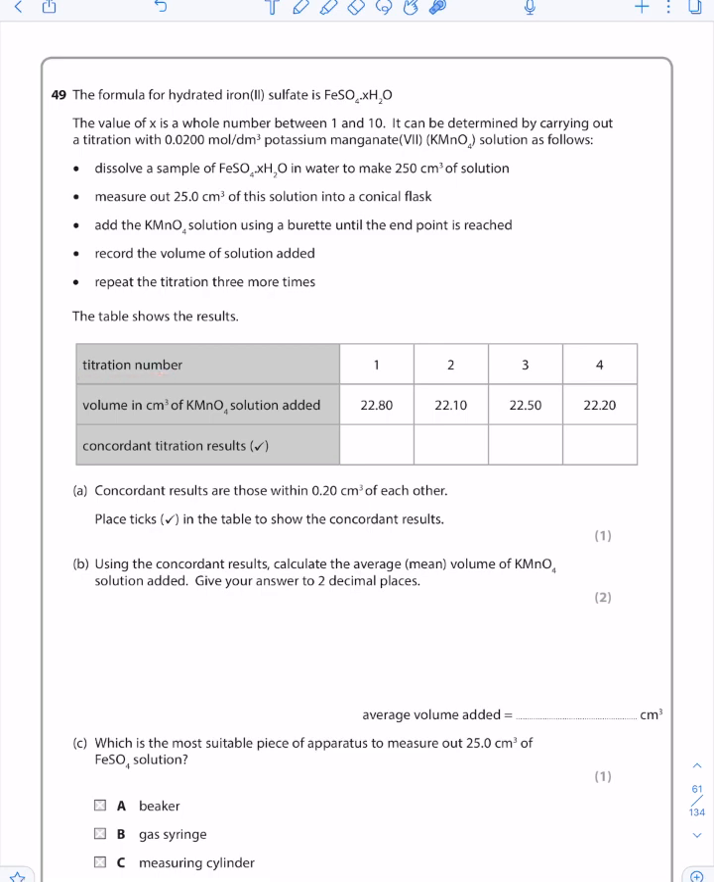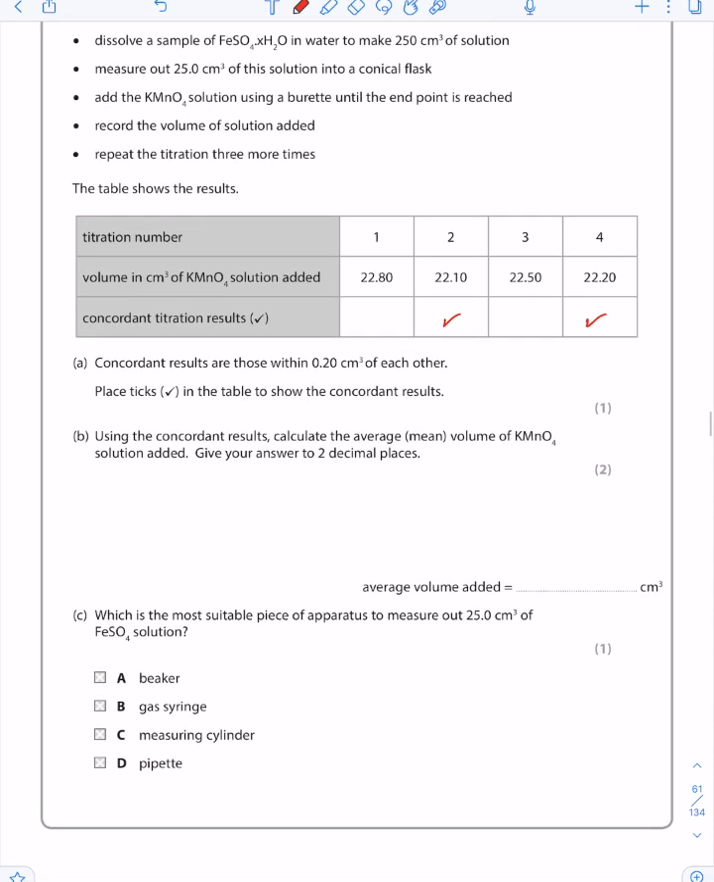Titration numbers 1, 2, 3 and 4 are given, with the volume in cubic centimeter of potassium manganate solution added, and we want you to mark the concordant titration results. Concordant results are those within 0.20 cubic centimeter of each other. Place ticks in the table to show the concordant results. The concordant ones, where the difference between them is 0.20 cubic centimeter or less, are the second titration and the fourth titration.